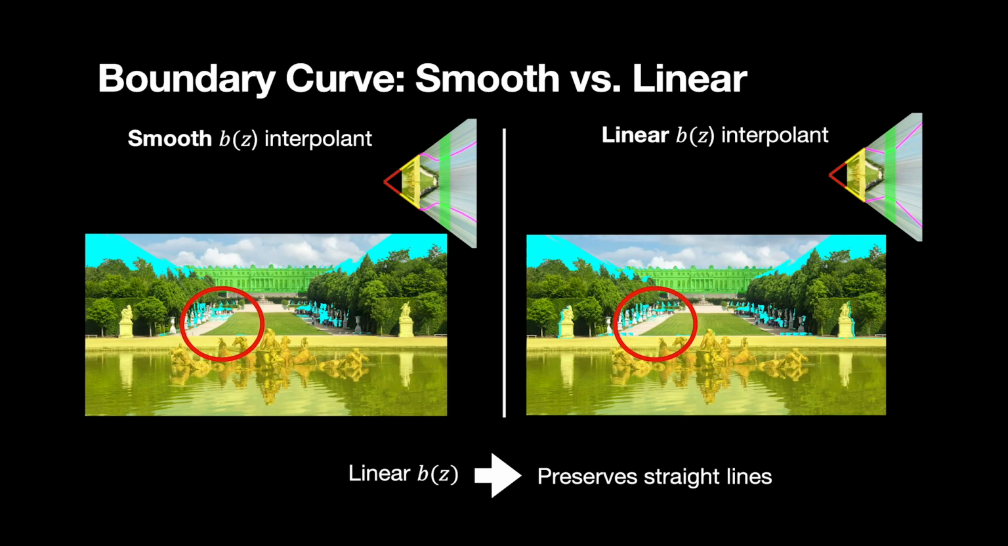Although smooth transitions are good for some scenes, in other scenes there might be straight lines to preserve, in which case a linear interpolant is preferable. In this example, we see a lawn stretched out in front of Versailles. On the left, we see that a smooth interpolant curves the lawn, which is undesirable. On the right, using a linear interpolant can preserve the straight lines of the lawn. Because the best interpolant to use is scene dependent, we leave it up to the user to select which one they want to use.